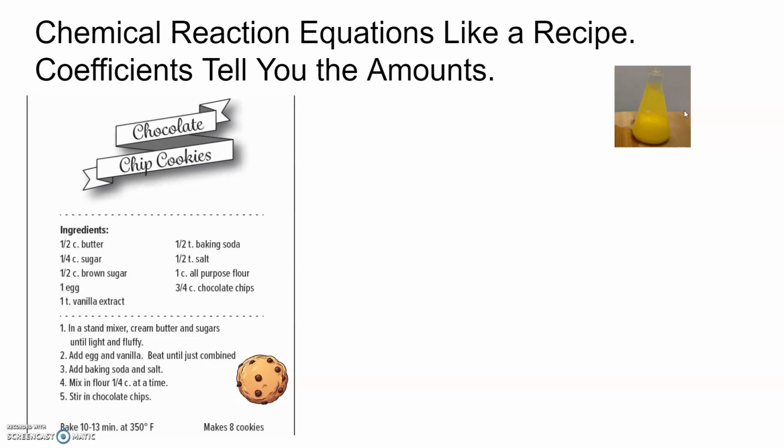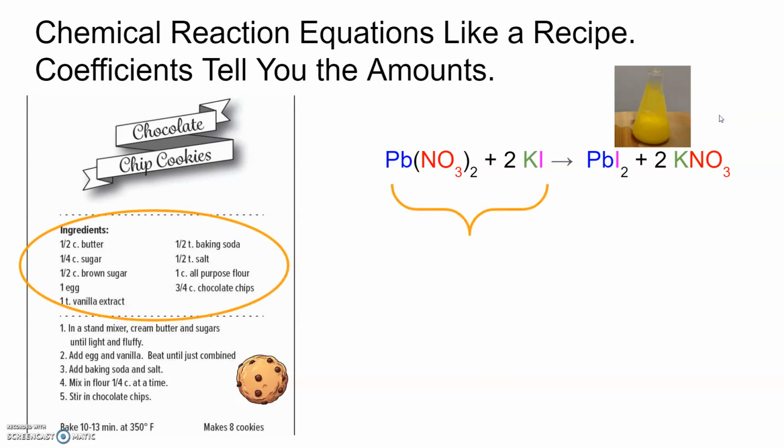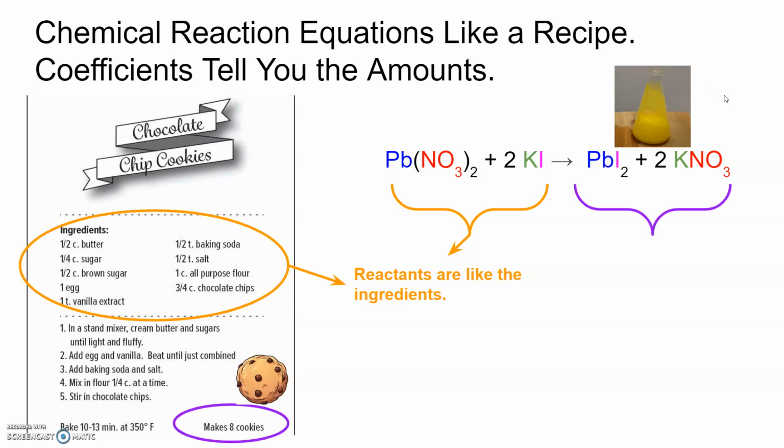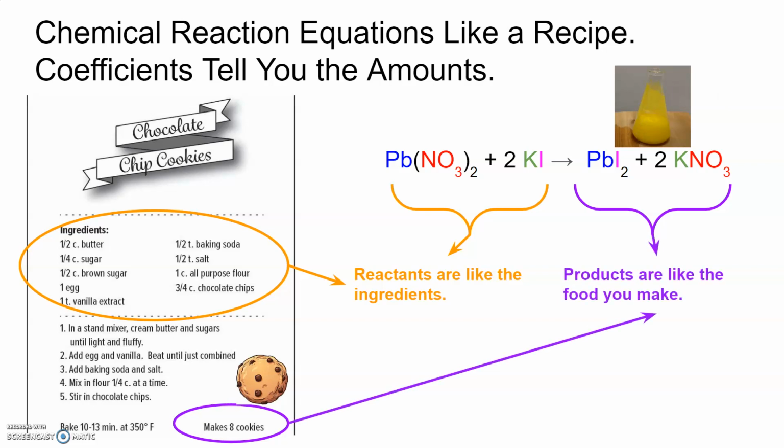So let's compare a recipe for, let's say, chocolate chip cookies with that same balanced chemical equation. The ingredients in the recipe and the reactants in the chemical reaction equation are sort of the same thing. Like the reactants are like your ingredients, is what you're starting with. And the products are sort of like the food that you make. And remember, these coefficients are sort of like the measurements in the reaction and the recipe that tell you the amounts of things that you have.